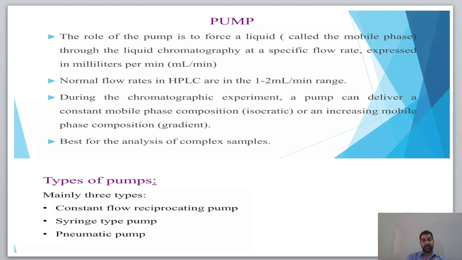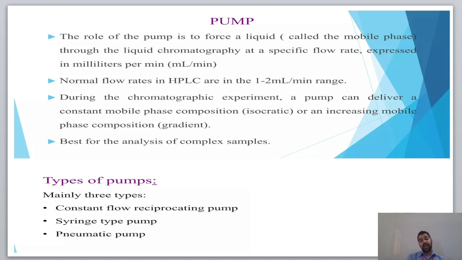During the chromatographic experiment, a pump can deliver a constant mobile phase composition, means isocratic, means same composition of mobile phase throughout the process, or an increasing mobile phase composition, that is gradient phase. Either you can work in isocratic mode or in gradient mode. Based on the nature of compound, we are going to select this. Either our compound can be separated by using isocratic mode or by using the gradient mode. Next, best for the analysis of complex sample.